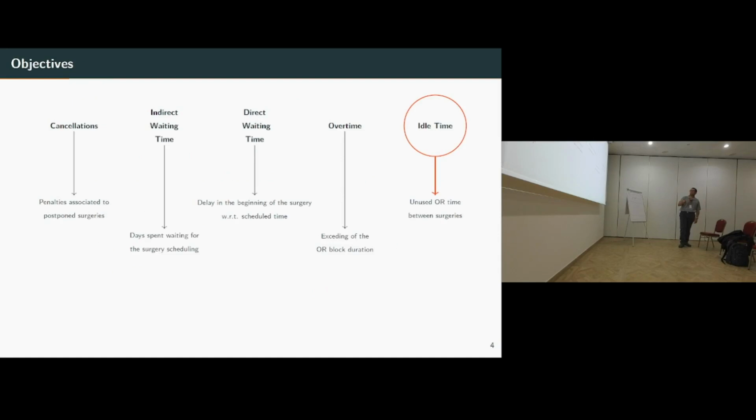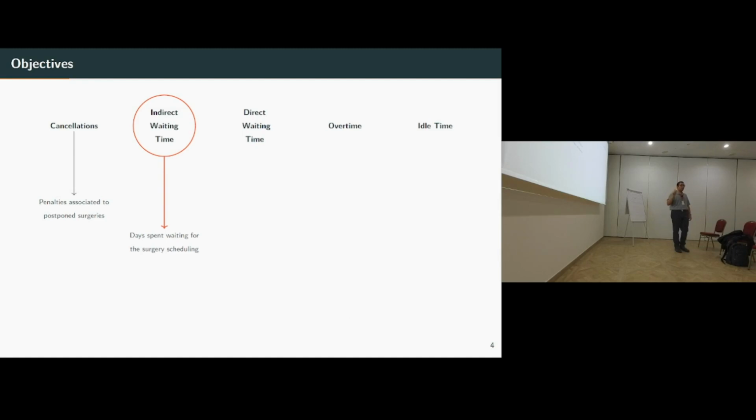The indirect waiting time, so the days spent waiting for the surgery schedule, is counted here. If you have a high scheduling cost, that is a non-scheduling cost really. If you minimize that, you try to operate in that window of time, for example a week, on the patient with a higher scheduling cost, one that cannot be delayed. Exactly. Yeah, that does make sense.